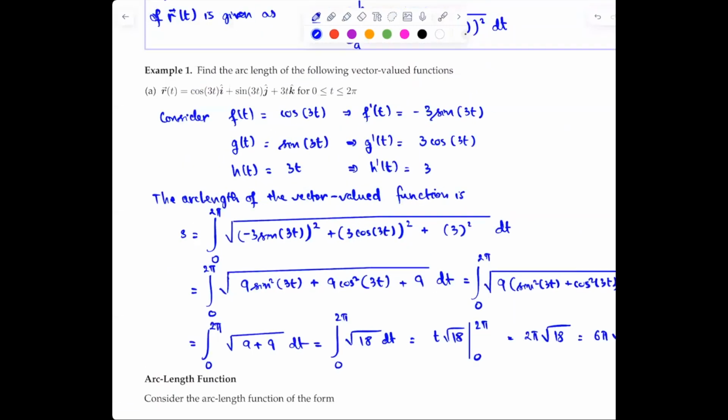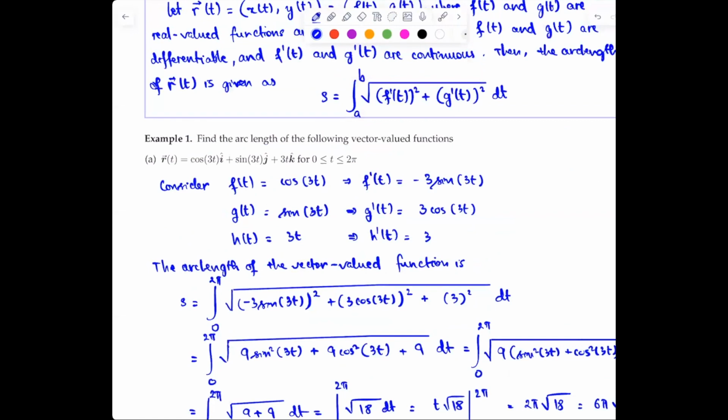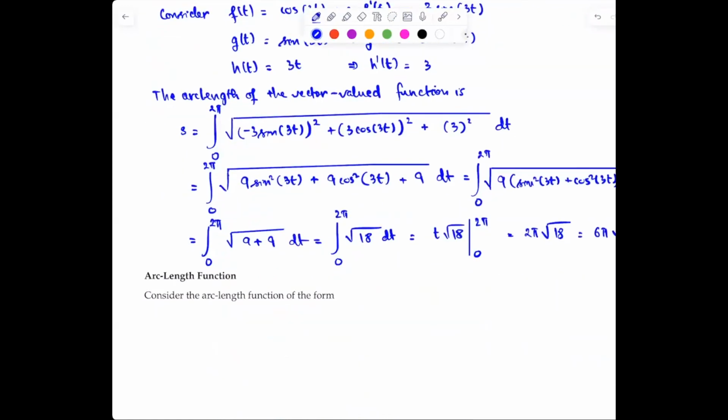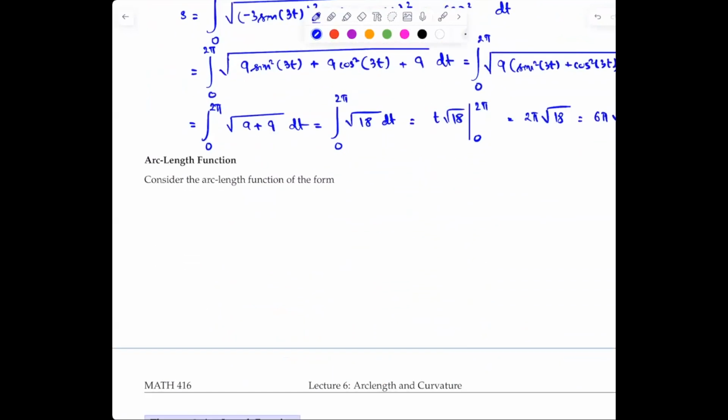Okay, so the formula we have right here is for the arc length of a vector valued function over a fixed interval of the parameter t, right? So t is going between a and b. Now, what if we vary the interval a little bit and see what happens? When we vary the interval of the parameter t, we're going to come up with something called the arc length function.